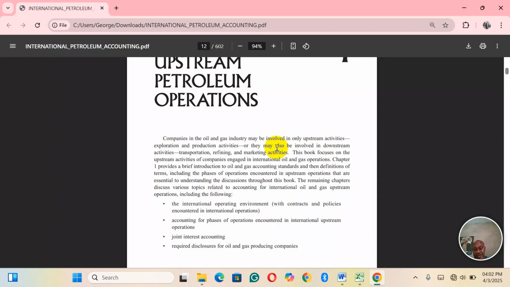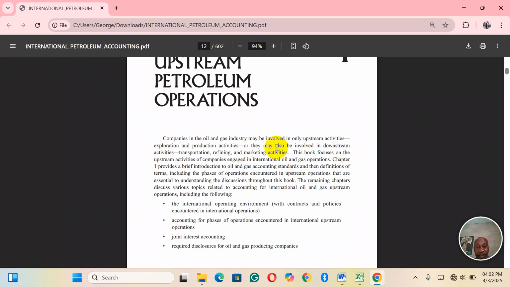Welcome to this day. We'll be looking at International Petroleum Accounting, and under it we'll be looking at the upstream petroleum operation.